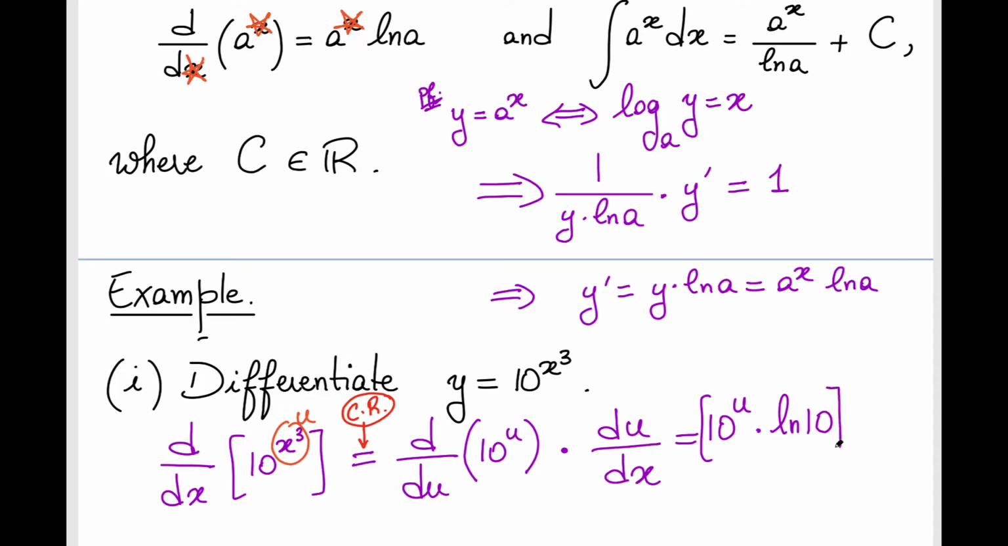That's for the first part. So this guy is equal to this whole box times the derivative of u with respect to x. The derivative of u with respect to x, and u is x cubed. So times the derivative of x cubed with respect to x.